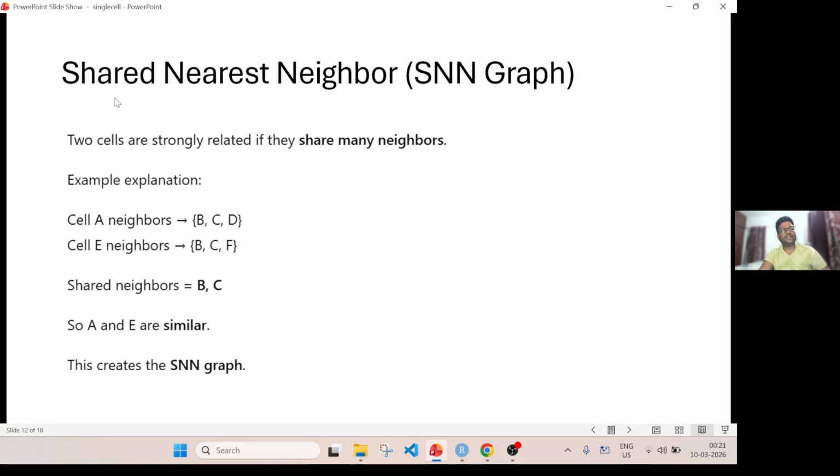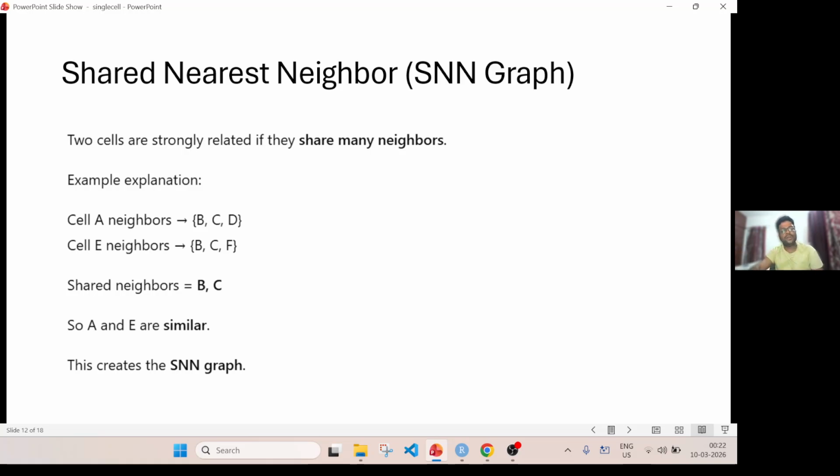That's where it does another improvement, called the shared nearest neighbor graph, or SNN graph. Here the logic is that two cells are strongly correlated if they share the same neighbors. For example, let's say the neighbors of cell A are B, C, D, and E also has B, C, F. That means A and E share two close neighbors, B and C, so their weight is now 2. It's like you and I have a similar friend circle, which means you and I are very close.